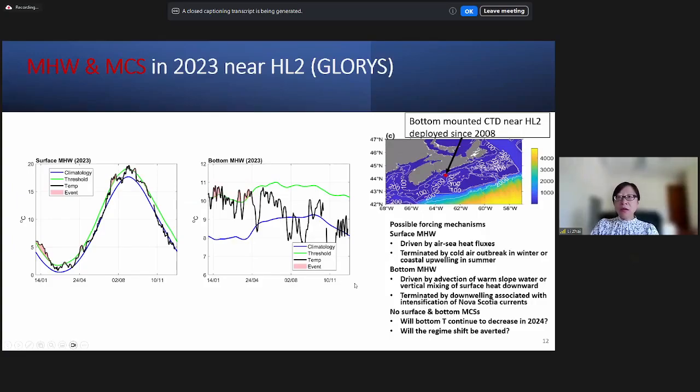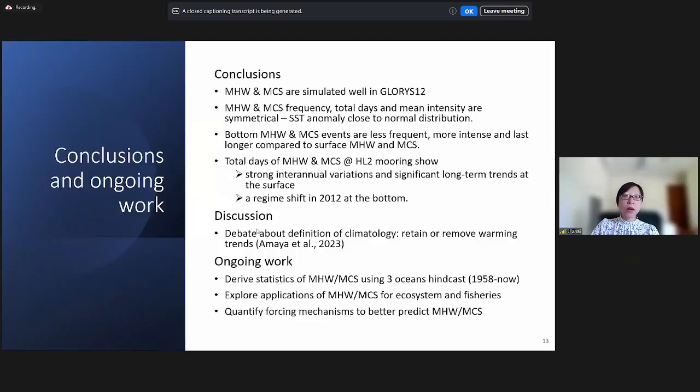Recently, AZMP spring observations show that the bottom temperature continues to decrease in 2024. So our question is whether the regime shift we see at this mooring location will be averted in 2024. That's why we need more mooring data and Glorys data to continue to monitor the state of the ocean. Here I'll let you read the conclusions.